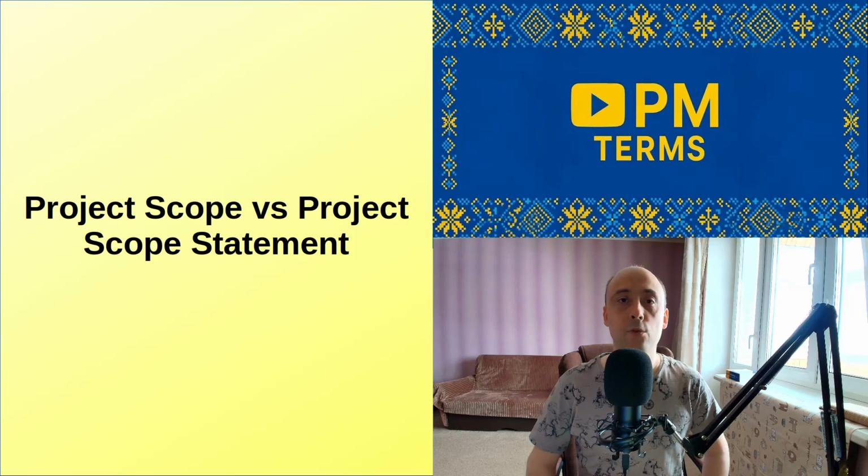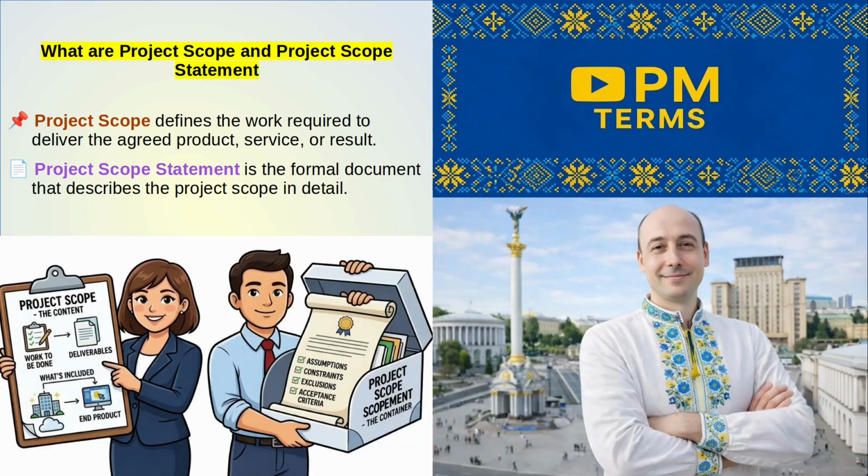Today we are diving into project scope and the project scope statement, what they mean, how they differ, and how to create one. Let's start with project scope. Project scope defines the work required to deliver the agreed product, service, or result. It defines what work will be performed, what deliverables will be produced, what is included, what is excluded. In simple terms, project scope defines the boundaries of the work.